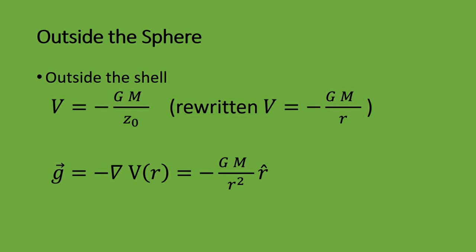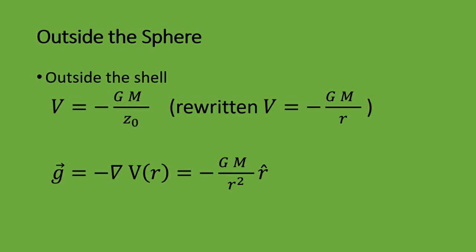Now this is for outside the sphere. Because z0 was just an arbitrary point I took, I can just remove z0 and replace it by a general point, so I can use the symbol r. So now the gravitational potential outside the sphere is written more generally as minus capital G, the mass over r.